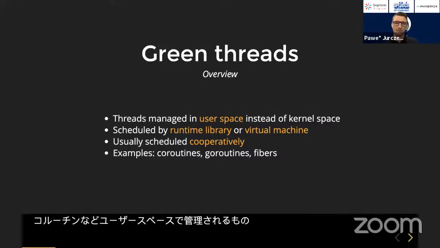Examples of green threads you could have heard of are coroutines, which are implemented in Kotlin, goroutines, which are implemented in Go, and fibers, which have many different implementations across many different languages.